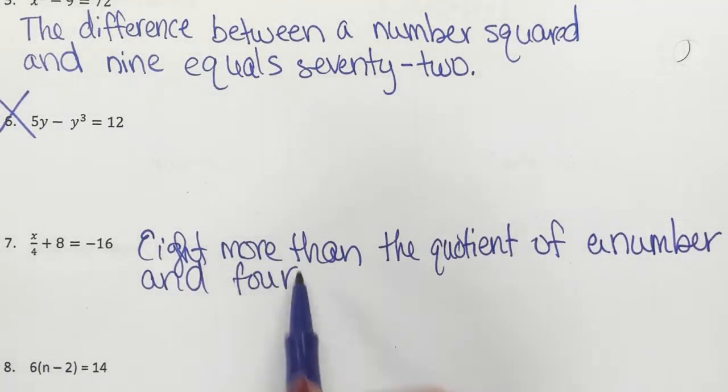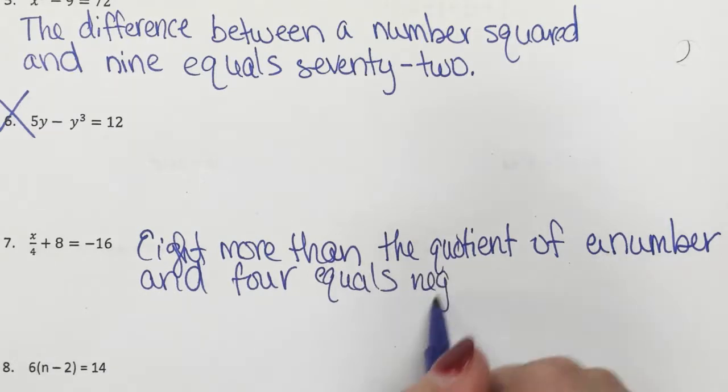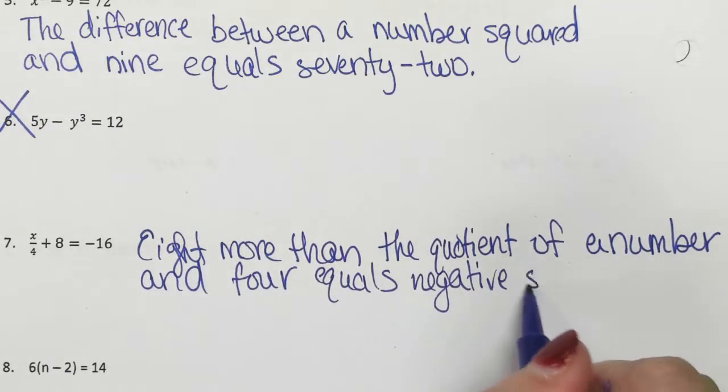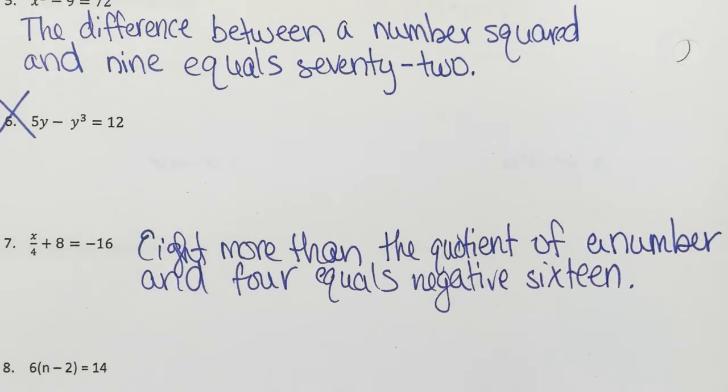Make sure you spell out 4. And then what do I say after that? I got to finish it. What comes after the 4? Equals negative 16. Perfect. Get it good? Yeah? All right, cool. Y'all try number 8 real quick. Go. Try number 8.